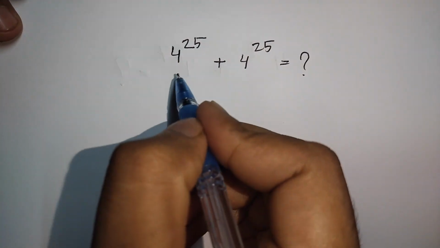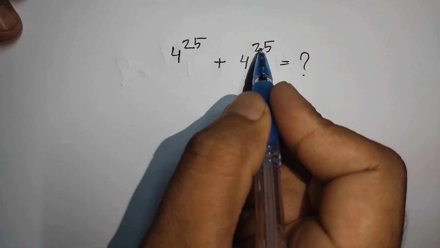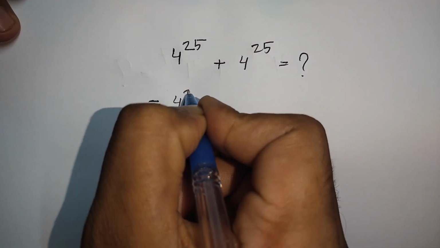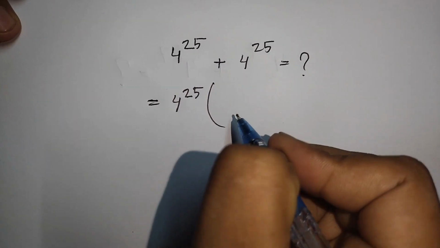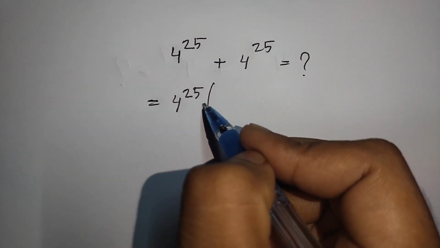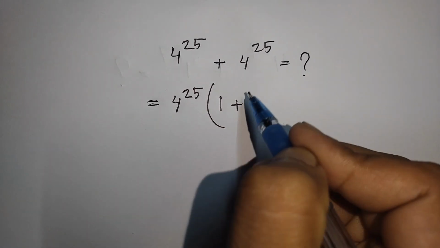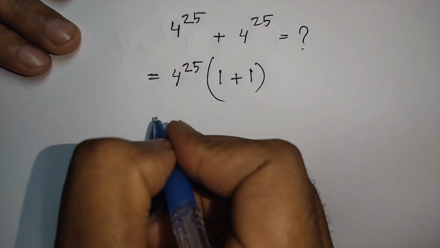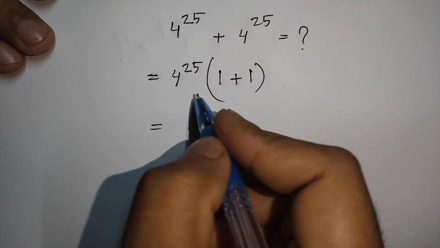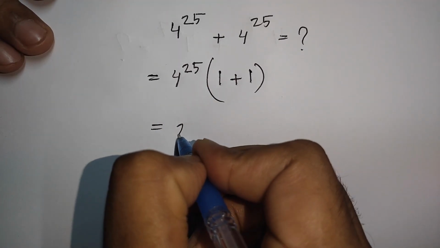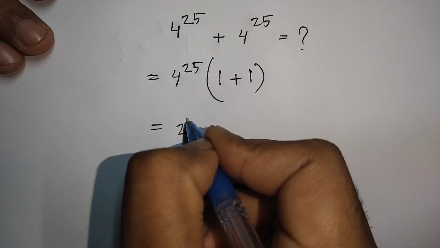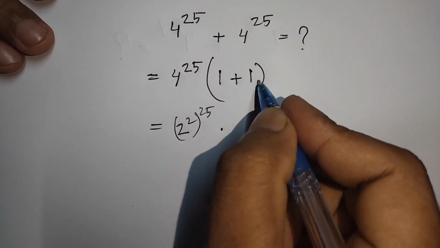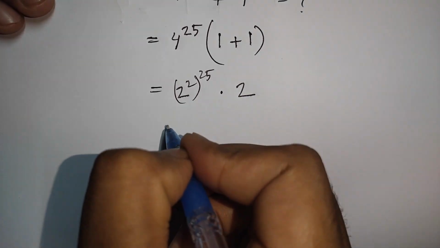How to solve 4 to the power 25 plus 4 to the power 25 is equal to what? At first we take common 4 to the power 25, first bracket start, this divided by this, that means 1, plus this divided by this, that means 1. Now 4 to the power 25 is same as 2 to the power 2, bracket, 25, times 1 plus 1, that means 2.